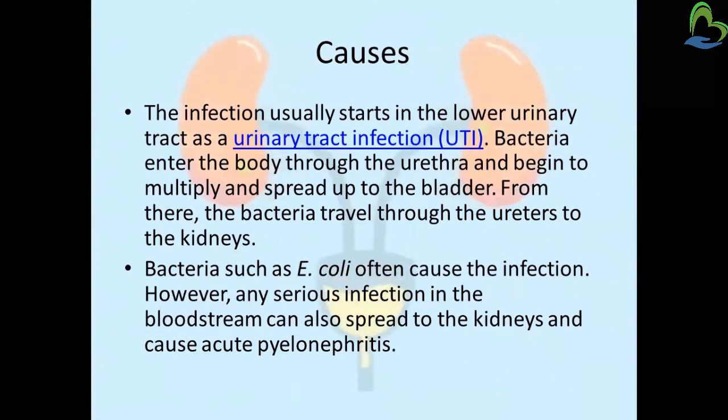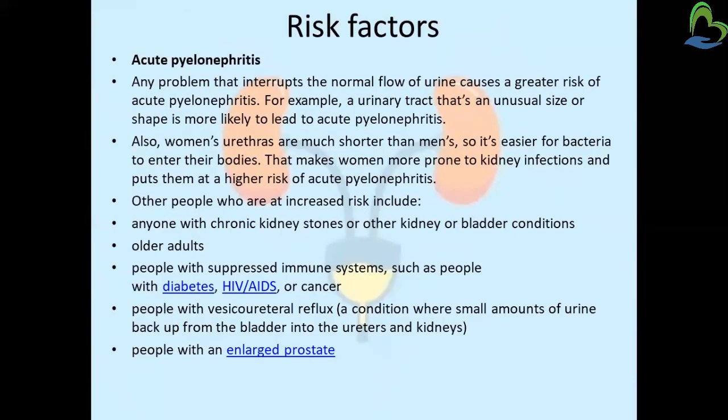What are the causes? The infection usually starts in the lower urinary tract as a urinary tract infection. Bacteria enter the body through the urethra and begin to multiply and spread up to the bladder. From there, the bacteria travel through the ureters to the kidneys. Bacteria such as E. coli often cause the infection. However, any serious infection in the bloodstream can also spread to the kidney and cause acute pyelonephritis.